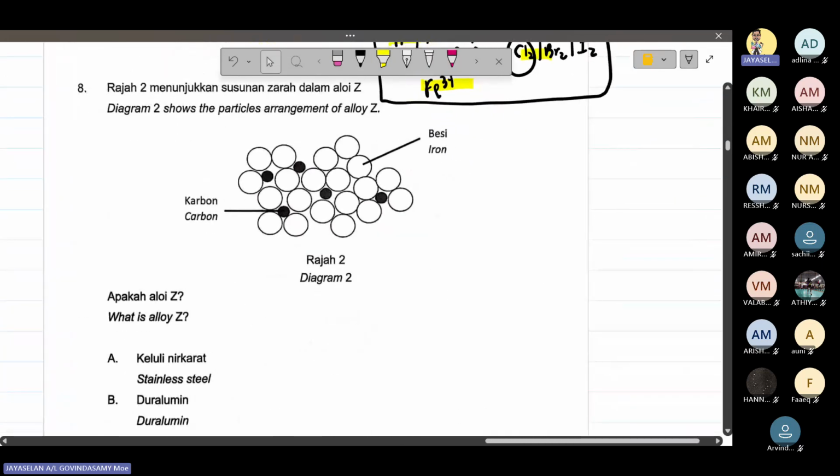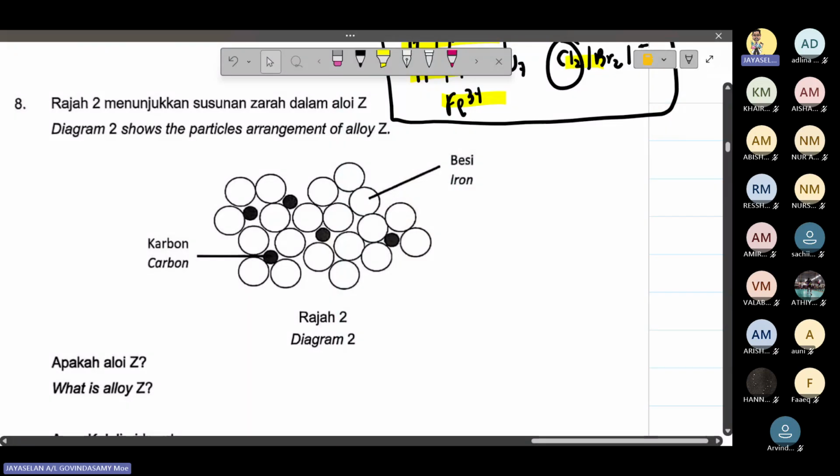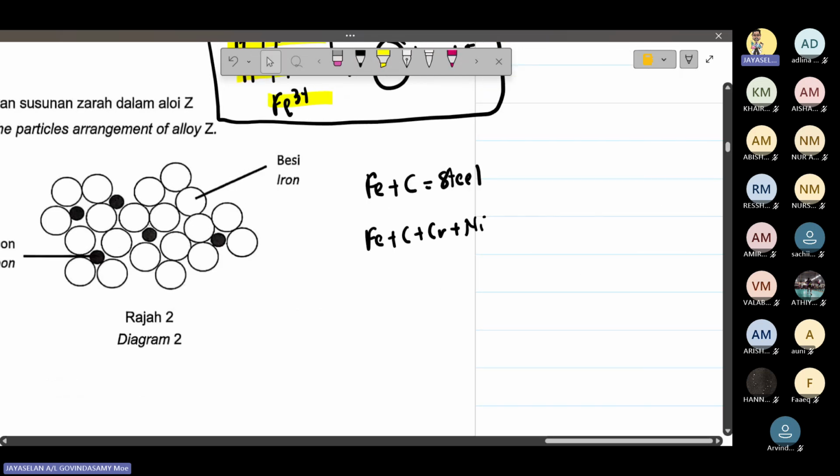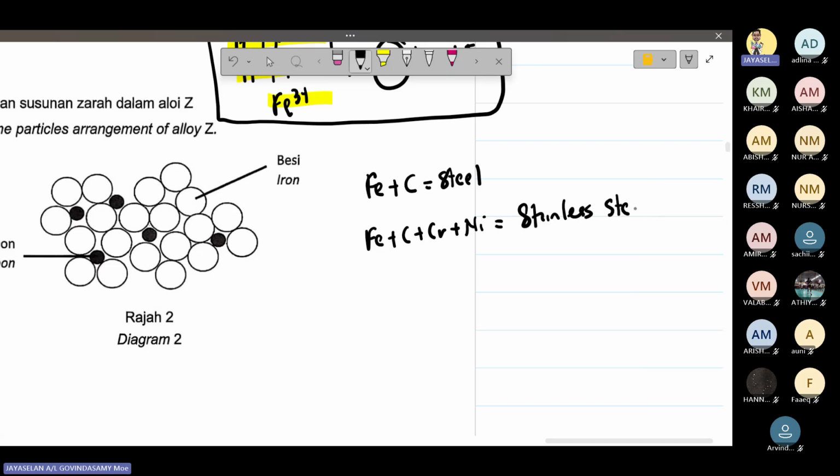Question number 10. Question number 1 until 10, I did not get a single one wrong, so you must get full marks like this. Once you see alloy, you must remember this. Iron plus carbon is steel. When iron plus carbon plus chromium plus nickel, this is stainless steel. These two please memorize. One more, please memorize bronze and brass.